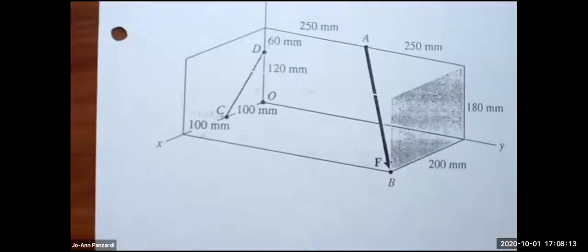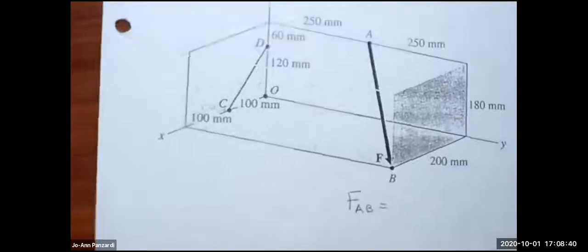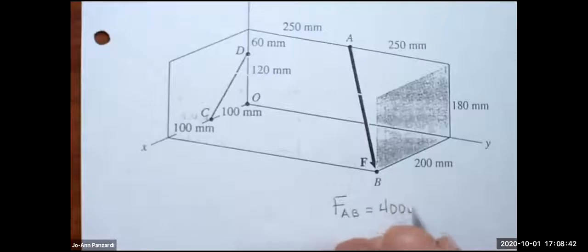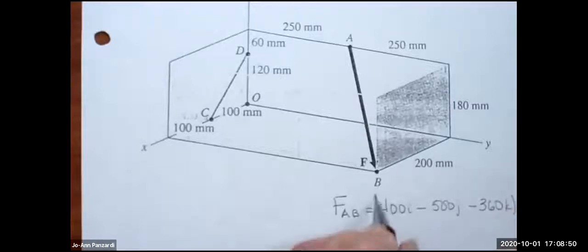Okay, so let me go back and take a look at this problem. I'm going back to this problem and I want to find out what the forces were. So let me look at it. The force AB, the value we had calculated was 400i plus 500j minus 360k, and it's in newtons.